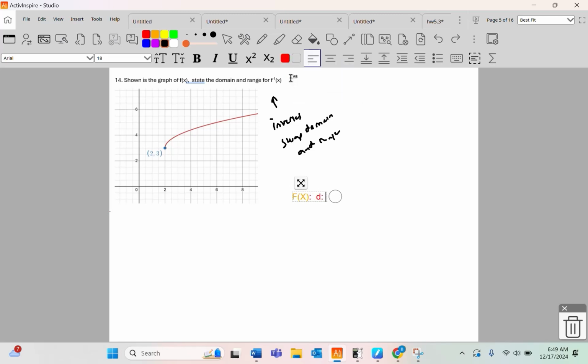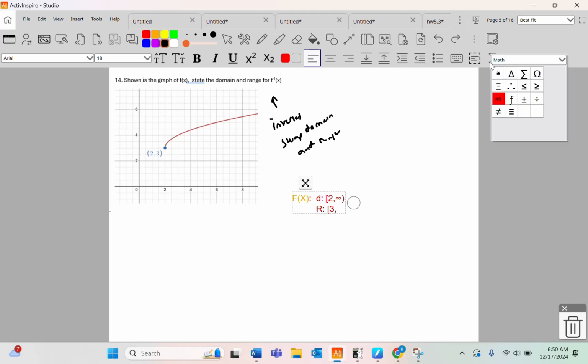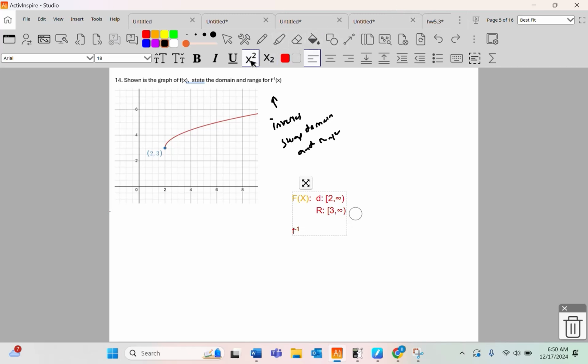Its domain was 2 to infinity. Domain is values of x. We've said that repetitively all year long. And its range, the low y value is 3. So it was 3, and it rose forever to infinity. And again, inverses swap domain and range. So now we're talking about the inverse. It would be 3 to infinity, and its range would be 2 to infinity. We just swap domain and range.